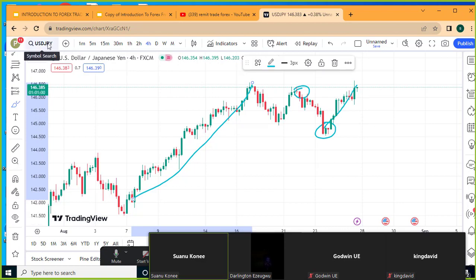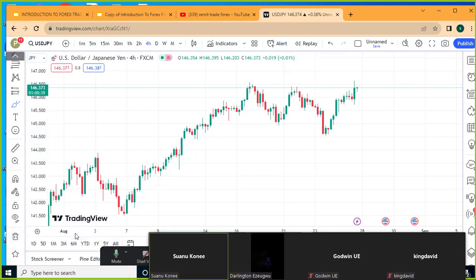The counter currency, that's the currency on the right, has the value here, while the currency on the left, which is the base currency, is in one monetary unit value. The reason why I'm emphasizing this is because it's very important. Don't just trade without knowing what trading is. Don't go into what you don't know.